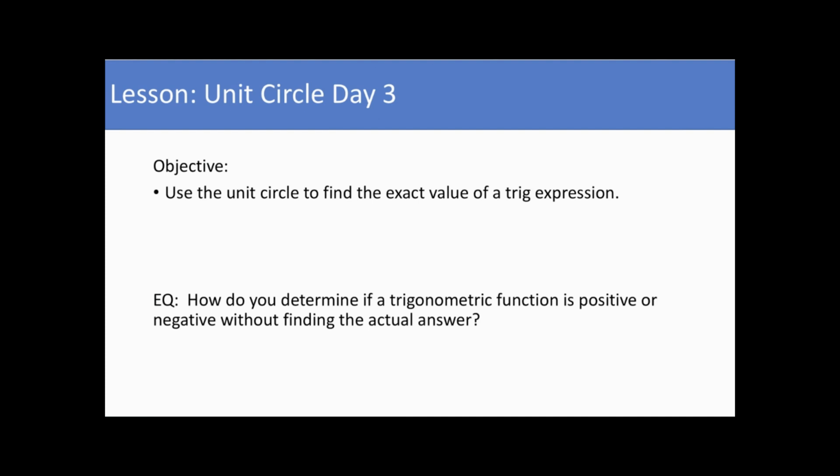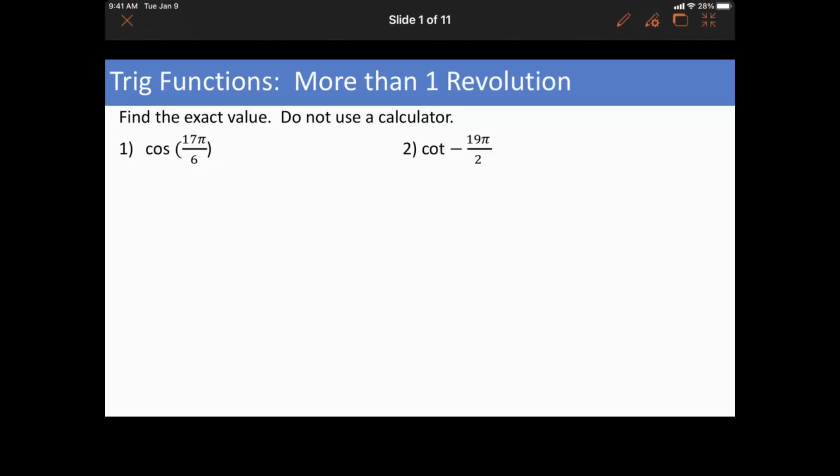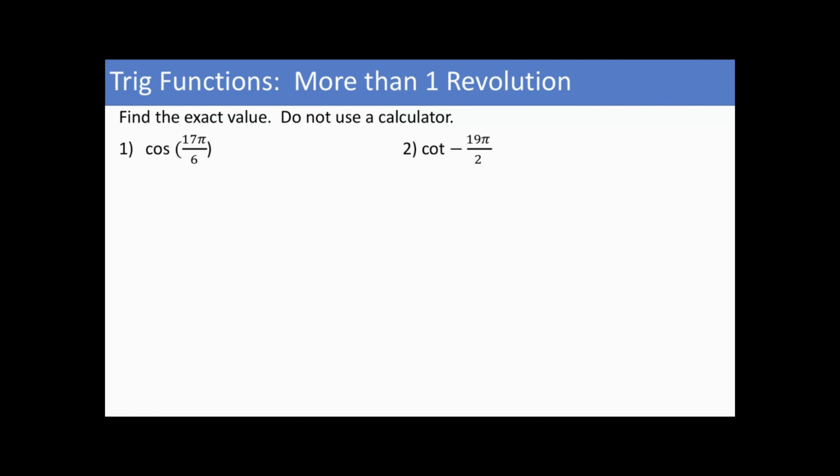Hello, this is day 3 of the unit circle. Now that we've put the unit circle together and we can use it, we could also use it not just for one revolution, but for more. So if we're looking at the first one, 17 pi over 6, you can convert it to degrees, or you can keep it in radians.